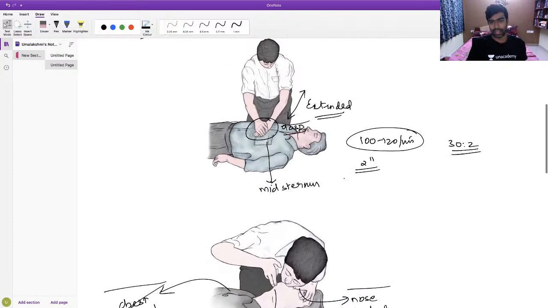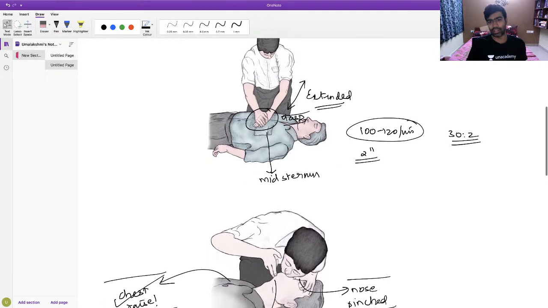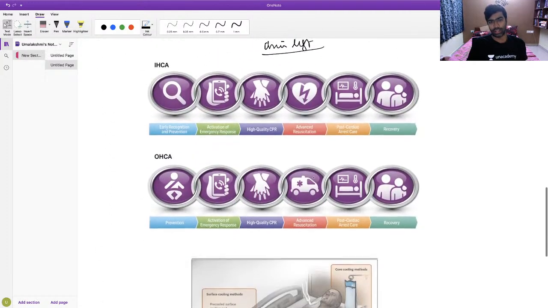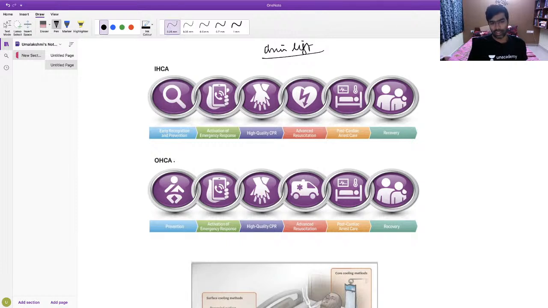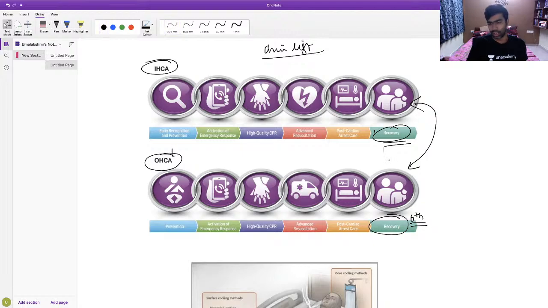So these are the basic life support protocols, very basic things, like where to compress. And these are the chains of survival. One chain of survival has been added in the recent algorithm, both out-of-hospital and in-hospital cardiac arrest, and that is the recovery part. This is something that is new. Previously, we had only 5 chains of survival, but currently we have a 6th chain of survival, the post-ROSC recovery. We are trying to help the patients recover better, so we have some algorithms for how to do recovery.